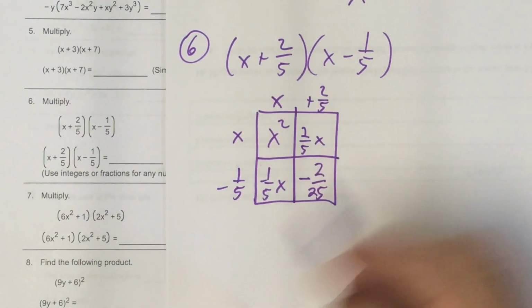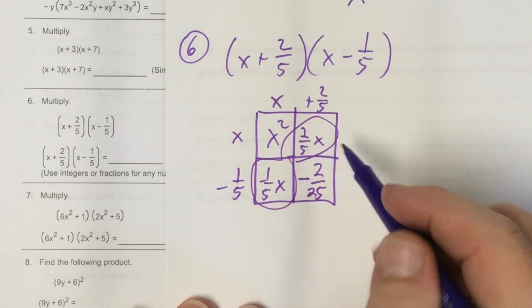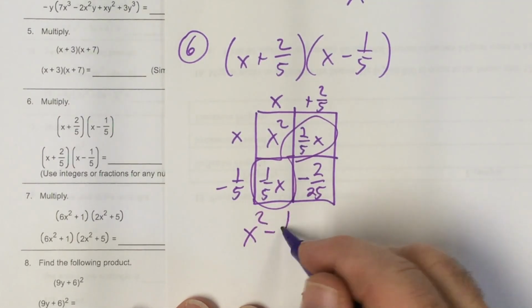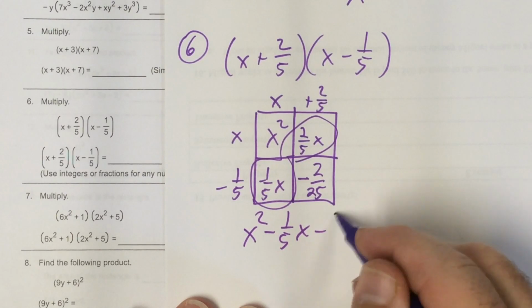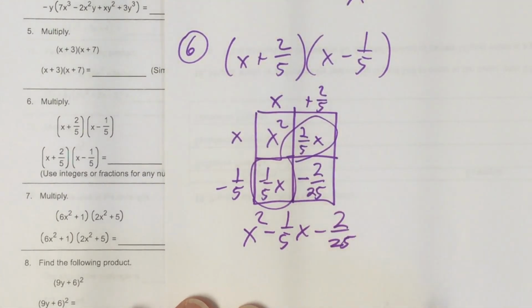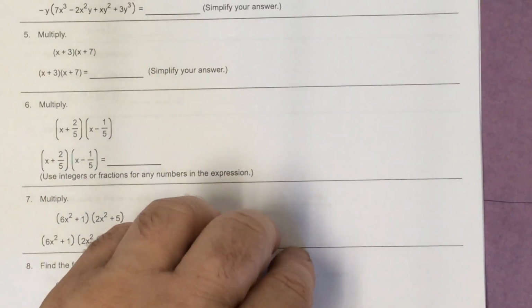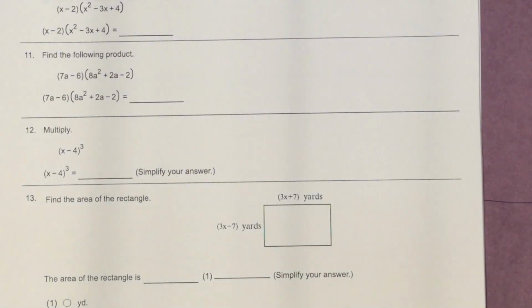If I combine across the peanut again, like here, 2 over 5 minus 1 over 5 will be 1 over 5. So this will be x squared minus 1 over 5x minus 2 over 25. And that's going to be my final answer for question 6. Well, I did 7 and 8 in class, so I'm not going to go through those again. Okay. I also did 10 and 11 in class.